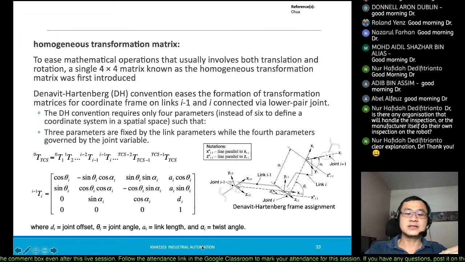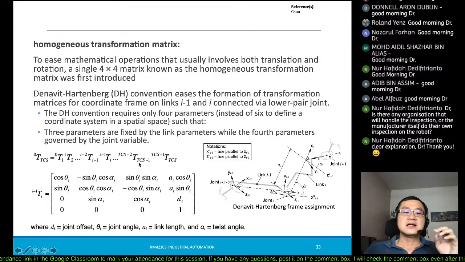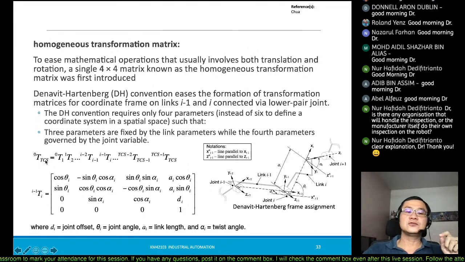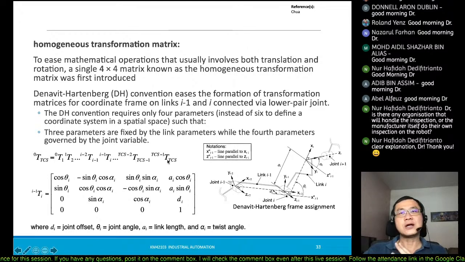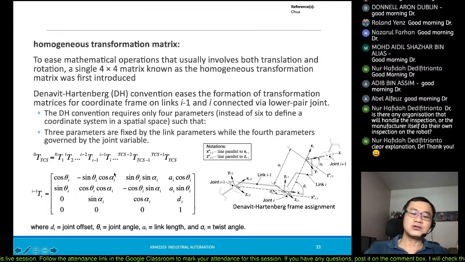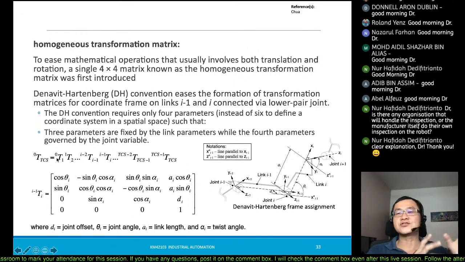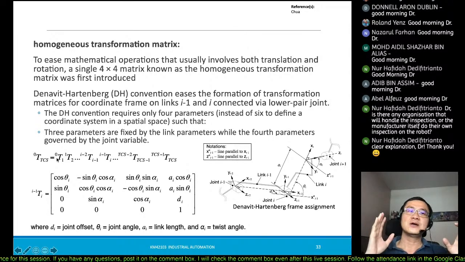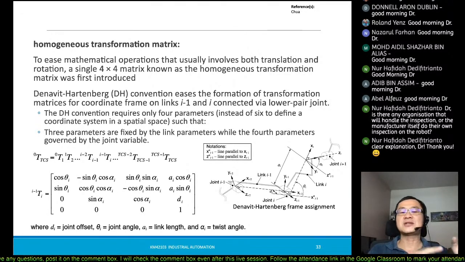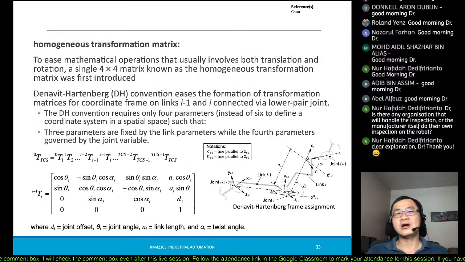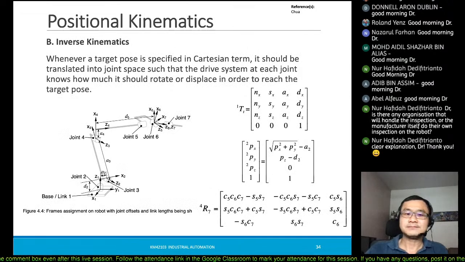So these are the 4 parameters, and since you have multiple joints, in order to know the final coordinates, you can transform by post-multiplying from frame number 0 to frame 1, 1 to 2, 2 to 3, and so on until the end. Multiply all these 4x4 matrices, then you will get the final transformation matrix. So if you put in certain angles, you will get that particular output at your positions.